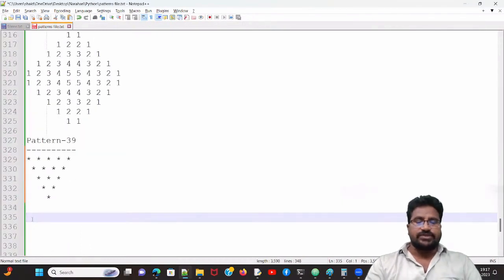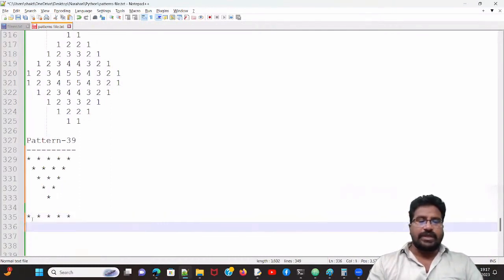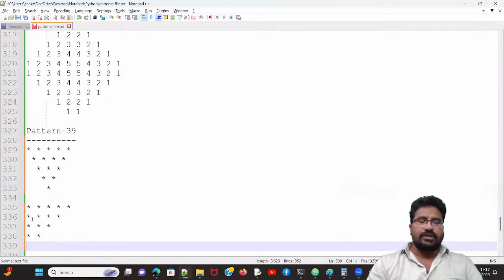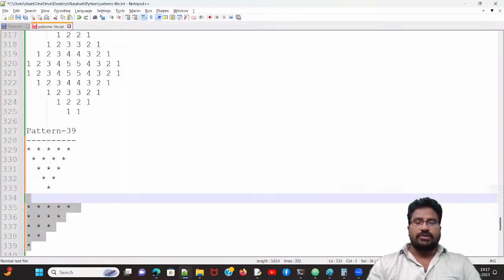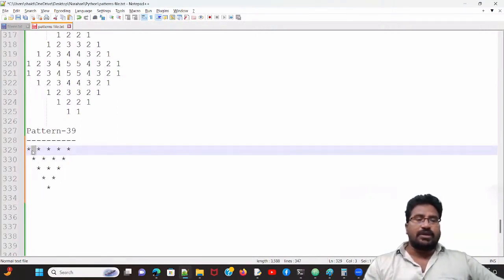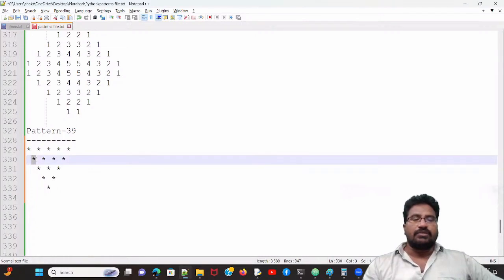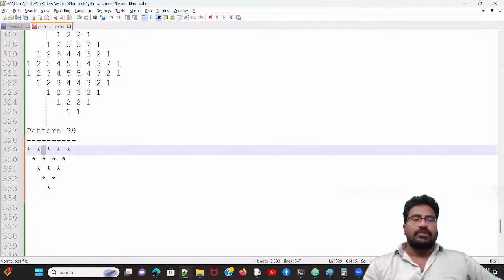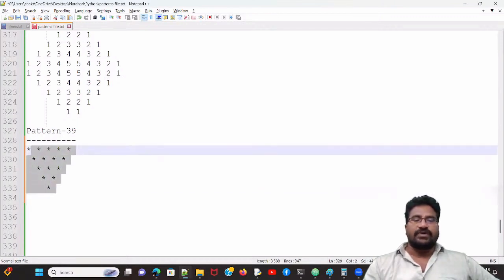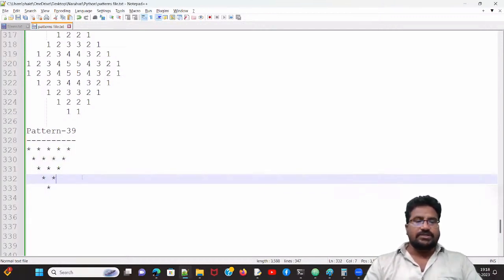In the previous cases, first we took star, star, star, and exactly below the star we took one more star. Exactly below, we were taking the stars in the previous case. But not now. Now it's not exactly below. It's in the middle of the two stars that we take a new line's star. Between two stars of the above line, we take one star below. So this format. First, let us try this one.